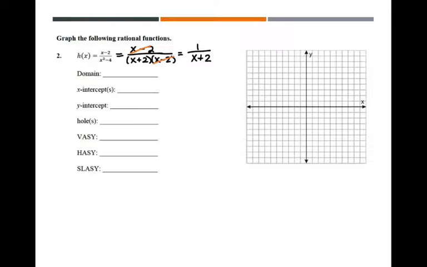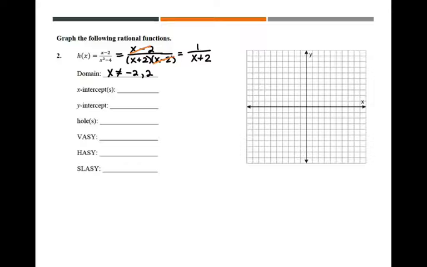Your domain is going to have restrictions on all the values that x cannot be, because you cannot divide by 0. So x cannot be negative 2 from this factor, and x also cannot be positive 2 from that factor. Even though that factor cancels out, we do need to take it into consideration in our domain.